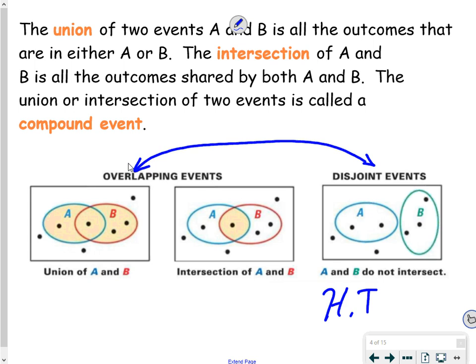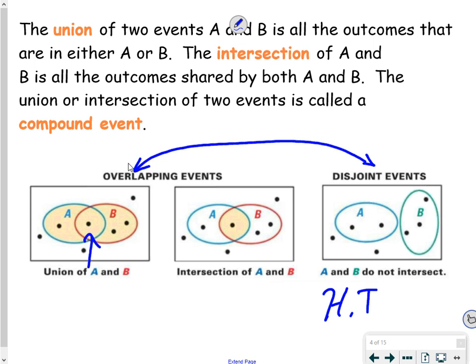Okay, for overlapping events, there are events in which A and B can occur at the same time. An example might be drawing a card from a deck. If event A is drawing a club and event B is drawing a king, both of those events can happen at the same time. There's a card that's the king of clubs. So that would be an example of an overlapping event.